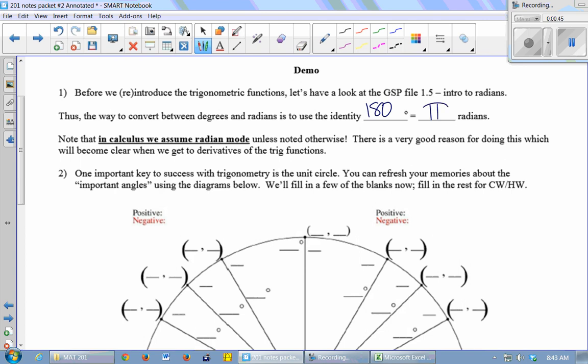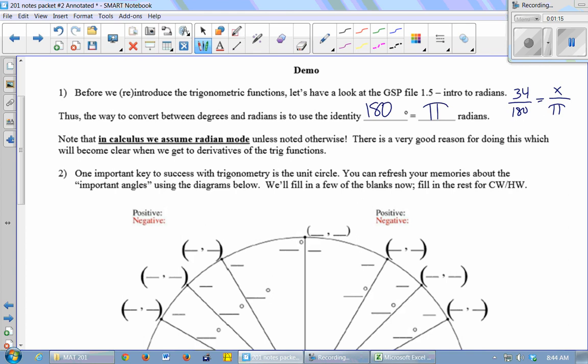You can either remember that conversion factor, or you can always set up a proportion. If I wanted to know how many radians 34 degrees was, I could say 34 is to 180 as how many is to pi. Just set up a proportion and solve it. 180 and pi are the equivalent angle measures.